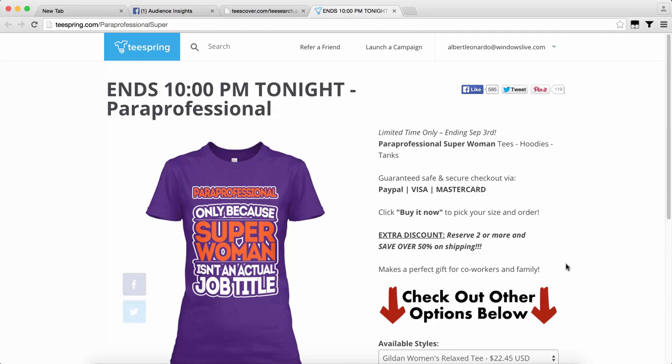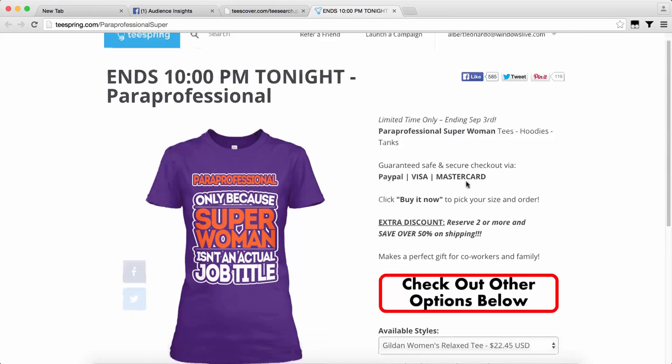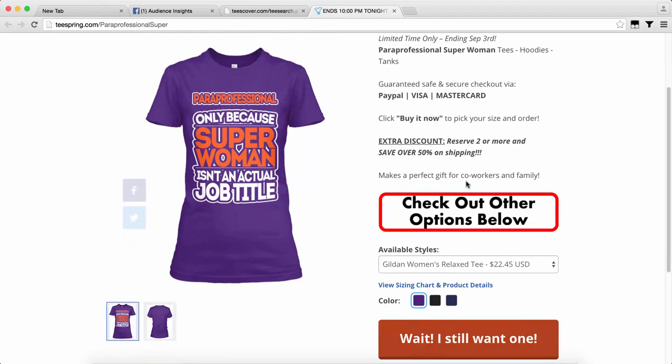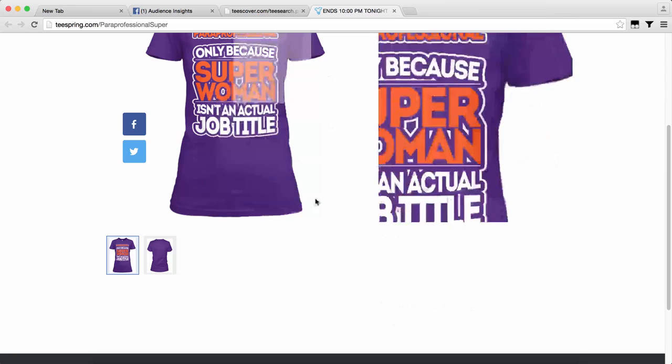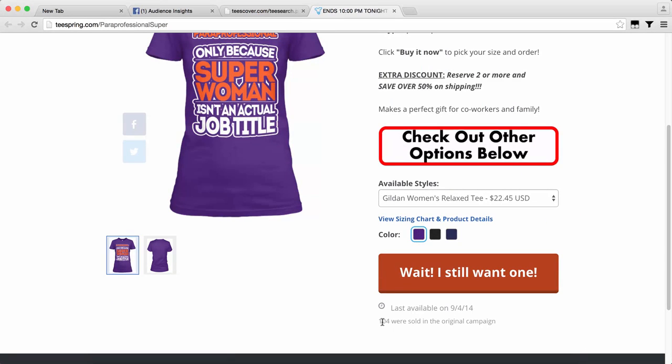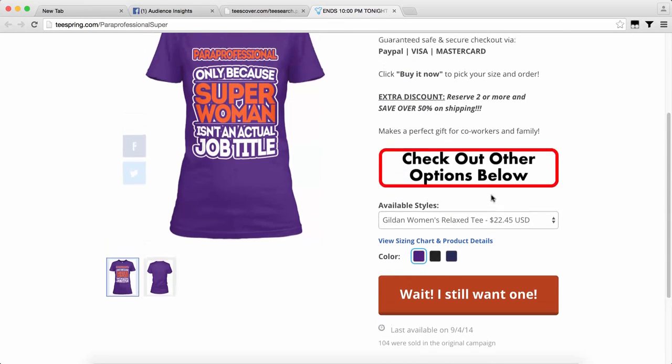So let's see what is the exact sales. All right, look at this one. 104 were sold in the original campaign, so even more than the one that shows up in Teachcover. So with 30 to 40k audience, this design can sell 104.